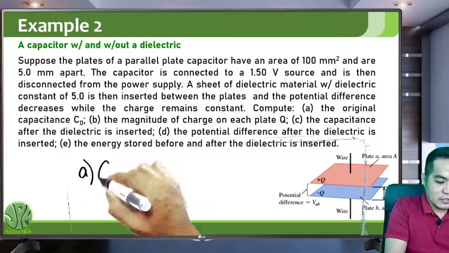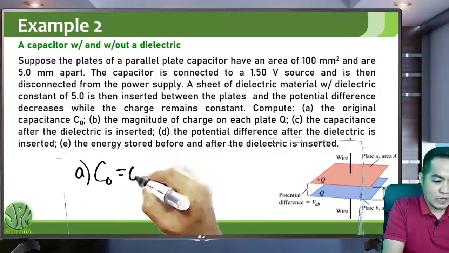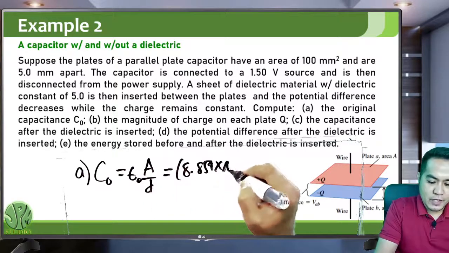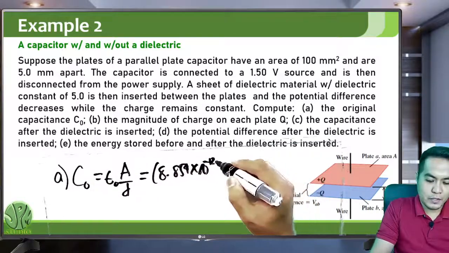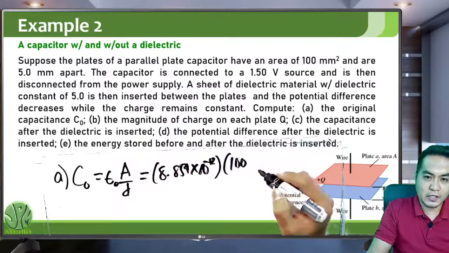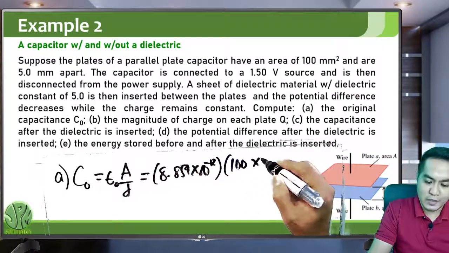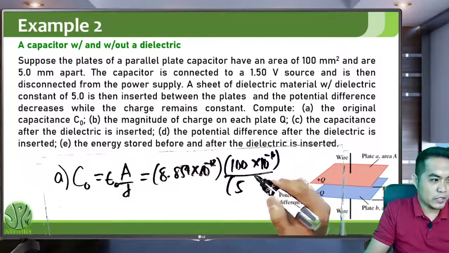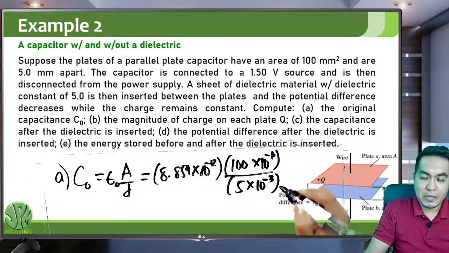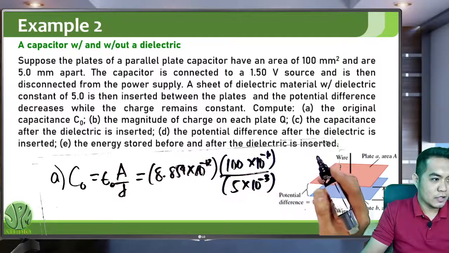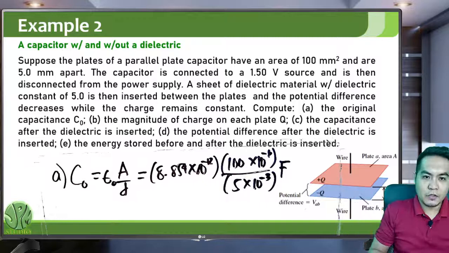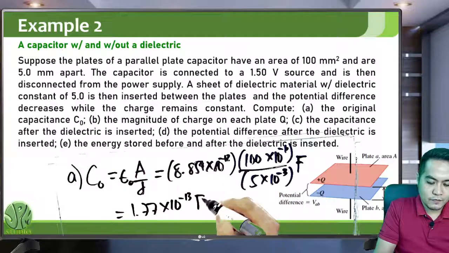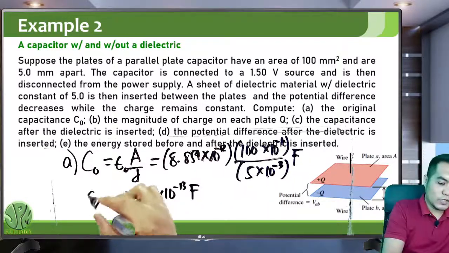So the original capacitance without the dielectric for a parallel plate capacitor is just epsilon naught A over D. So epsilon naught is 8.854 times 10 to the negative 12 farad per meter. The area is 100 millimeters squared. So if you convert that into meter squared, you need to multiply by 10 to the negative 6. The distance is 5 millimeters. If you convert that into meters, you need to multiply it by 10 to the negative 3. Milli means 10 to the negative 3. And the final unit is farads. And you will get a value of 1.77 times 10 to the negative 13 farad. So this is the original capacitance.